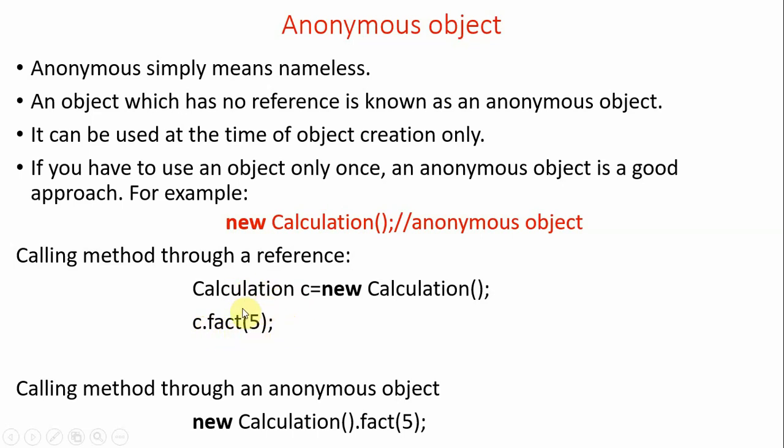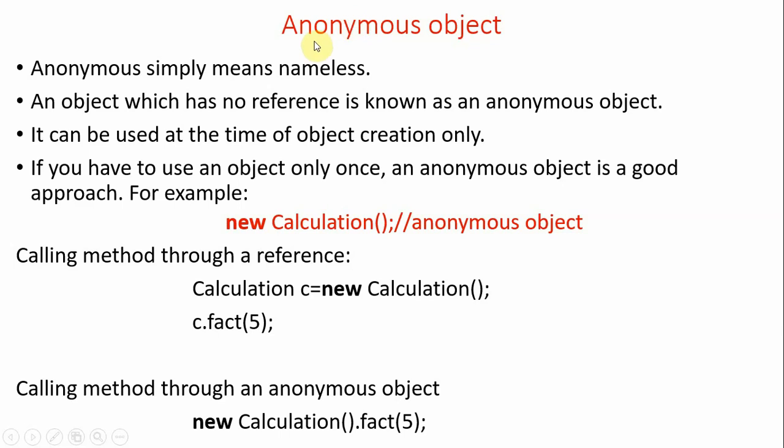Okay, but the same can be done with an anonymous object, using new Calculation alone. For an anonymous object, we are not defining any reference variable; we directly use new Calculation. The anonymous object declaration is like this. So calling a method through a reference, and calling a method through a new anonymous object: Calculation is a class, and fact is a method. These two statements with a named object, the same with an anonymous object, look like this.